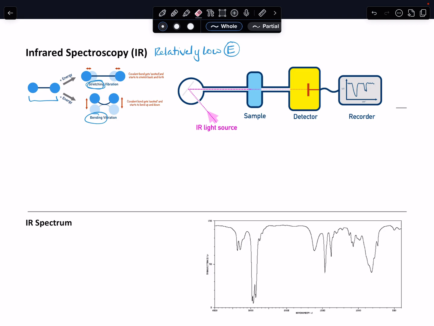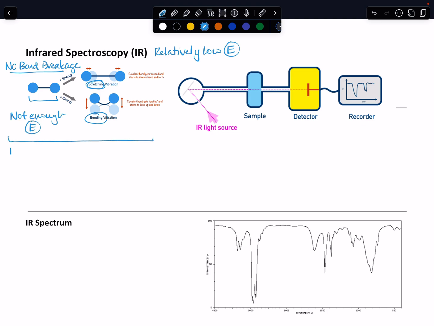But the key here is that there is no bond breakage. You do not have enough energy to break those bonds. There's just not enough energy for that to happen. So this technique is a low energy, relatively speaking.